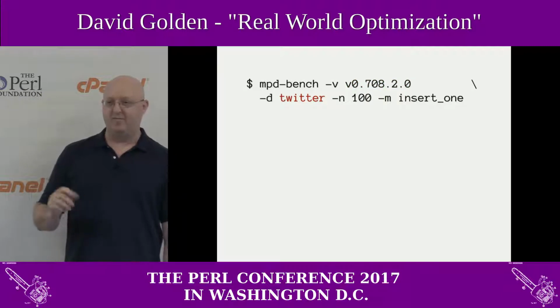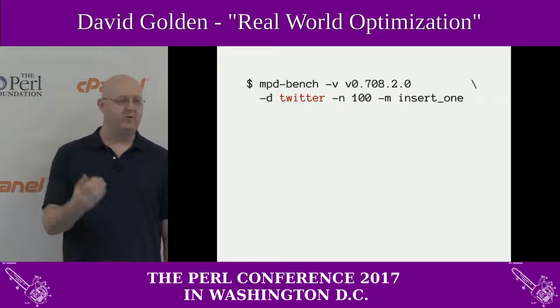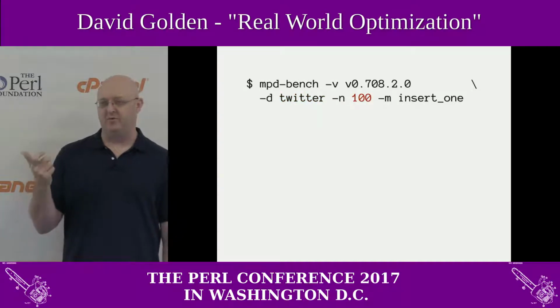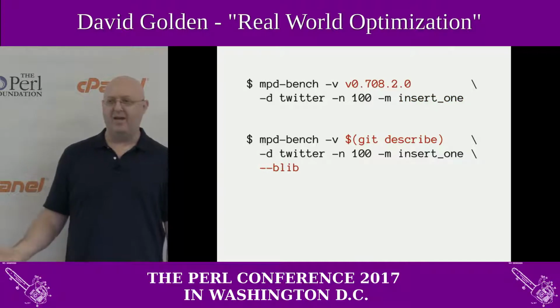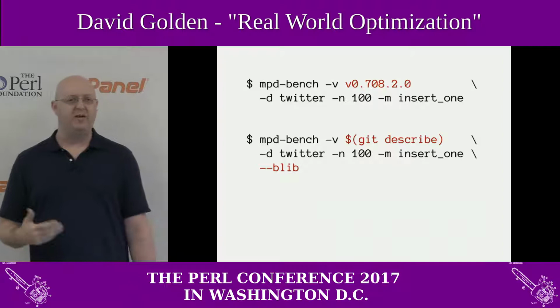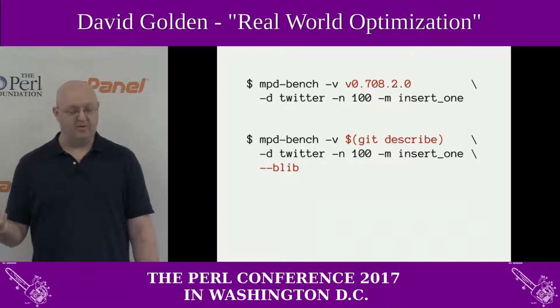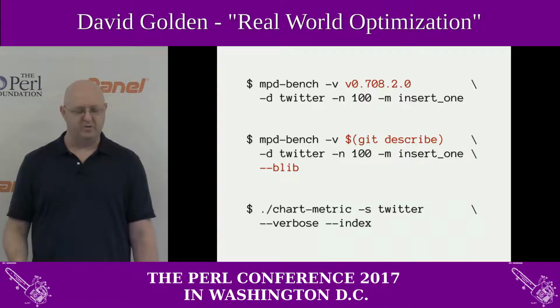I was using a data set from Twitter, so I basically had it go get twitter.json and load a bunch of data in. And this is my scale. I was using 100 documents in this particular run, and I was running the metric for insert 1. So I had a piece of code which was doing that little bit of insertion as the benchmark. I'd then run that again for the current state of the repository. So I would use git describe to tell me where I am in the commit history, and I'd use whatever I've built up into blib to run the stuff again. So now I can compare old versus new.